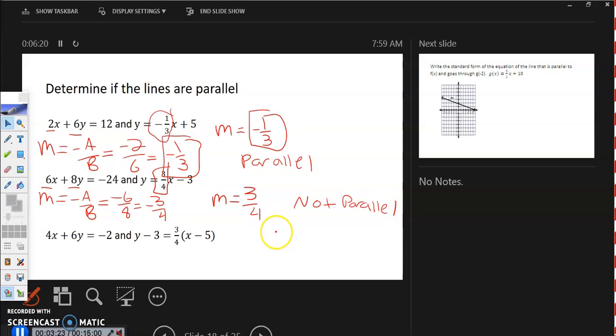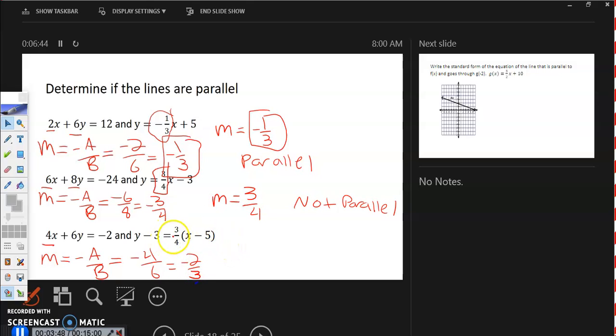All right, let's go to number 3. We're going to apply the same strategy here. Again, we just need to compare the slopes and see if they're the same or not the same. The first equation is in standard form, so we're just going to use m equals -a over b. That's going to be equal to -4 over b, which is 6, so it's going to equal -2/3.